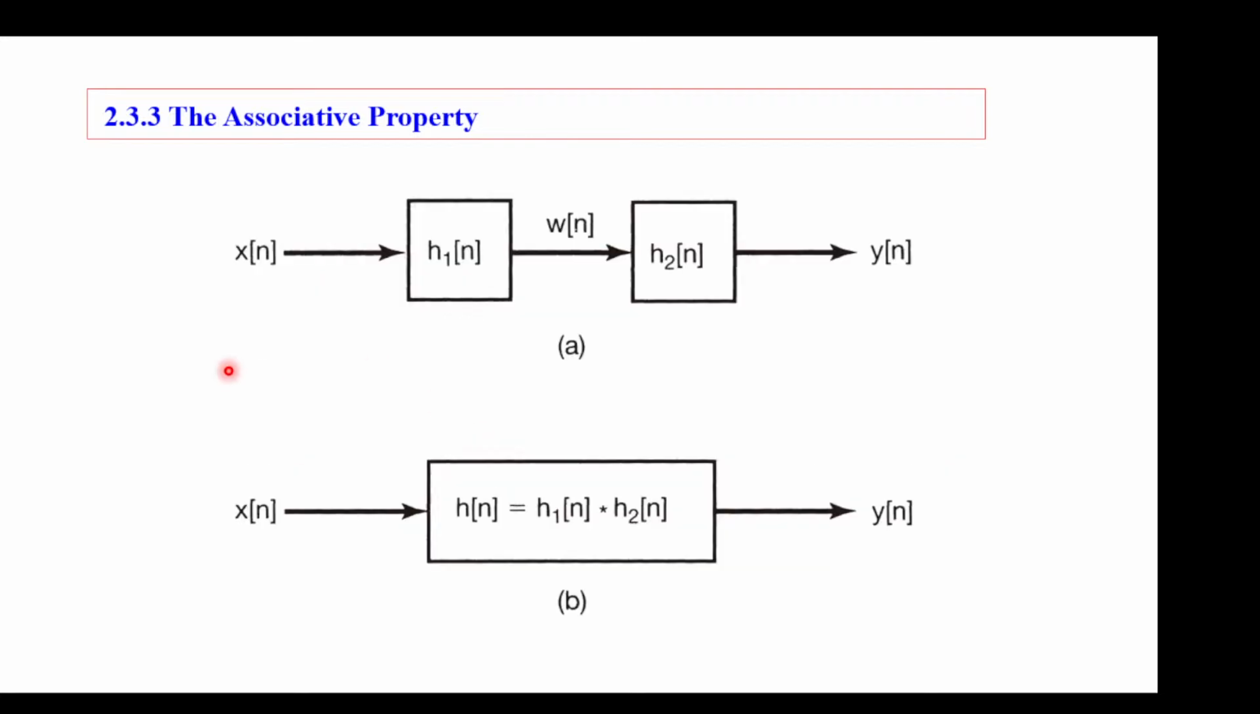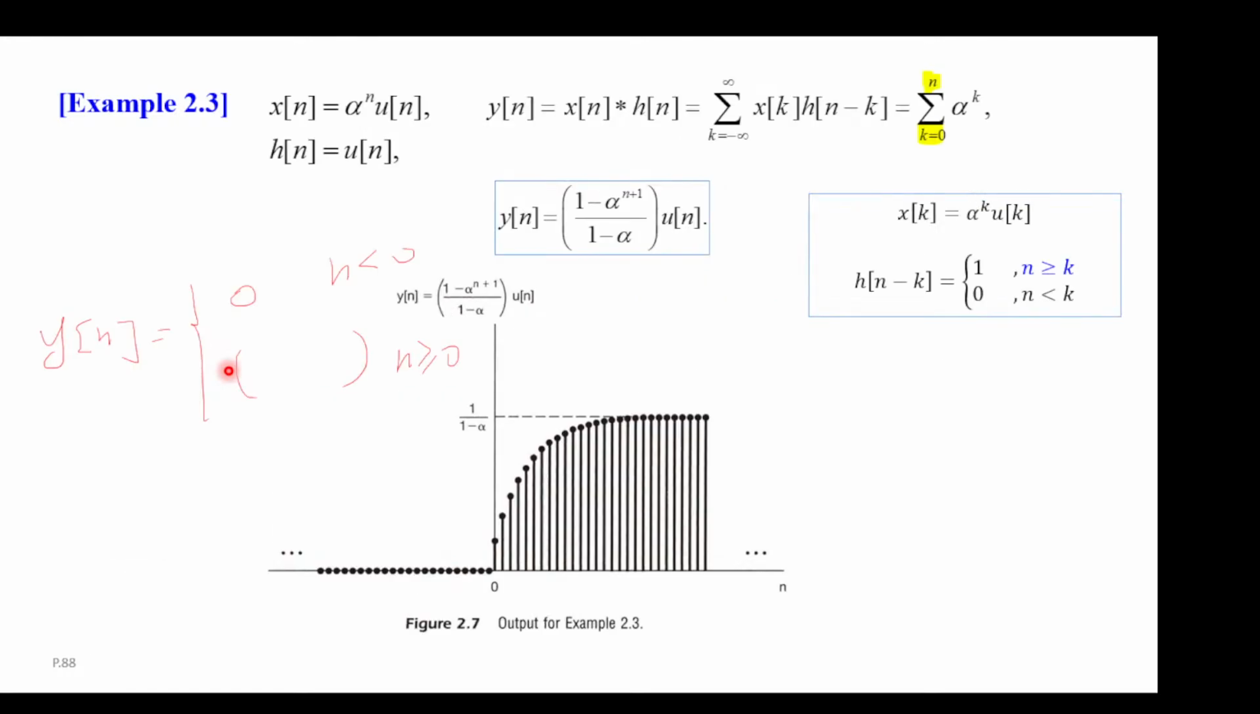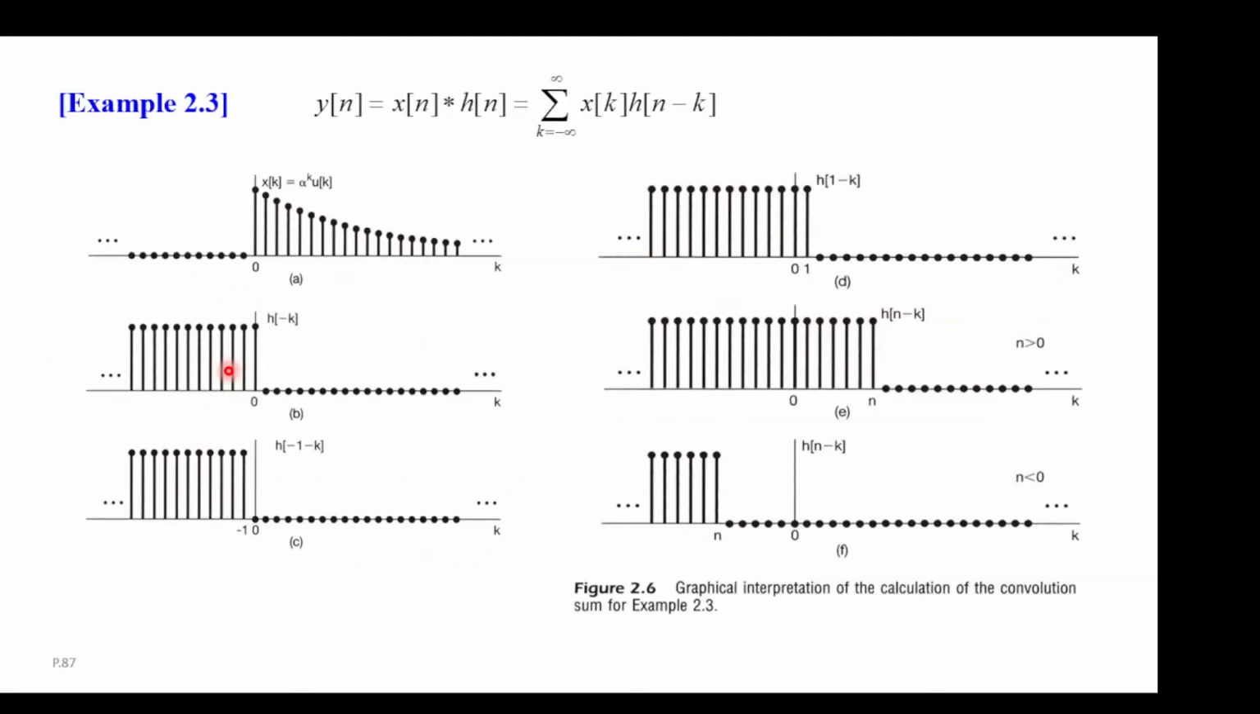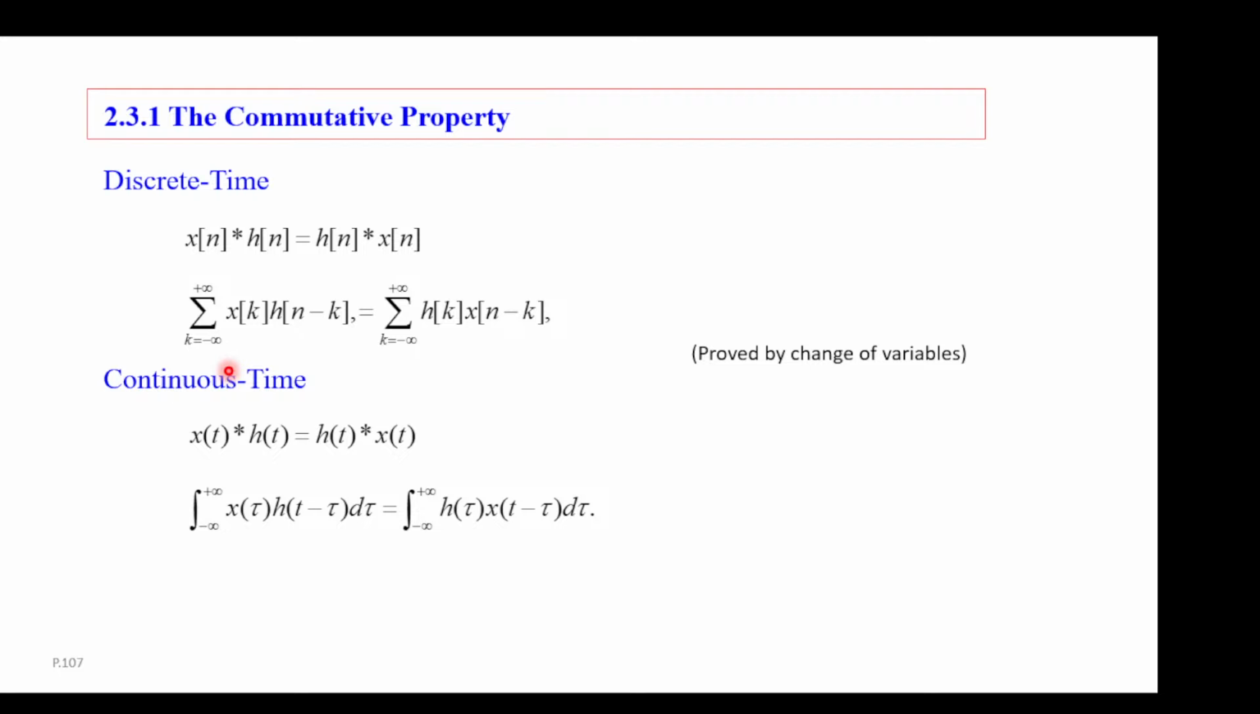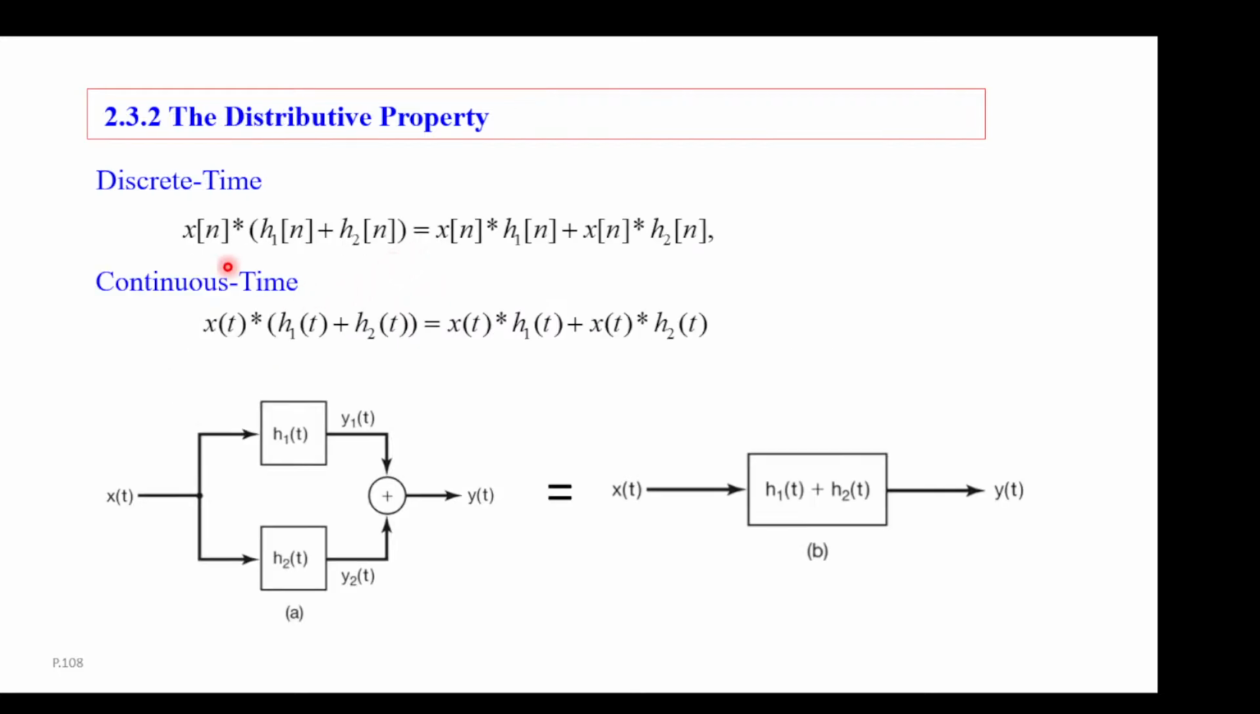Okay, I guess we can have a quick review of the properties again. So once again, we have 3 properties. Commutative means that you can change the order of convolution: x convolved with h is the same as h convolved with x. And distributive means that convolving with a linear combination is the same as convolving and then taking the linear combination. So x convolved with h1 plus h2 equals x convolved with h1 plus x convolved with h2.